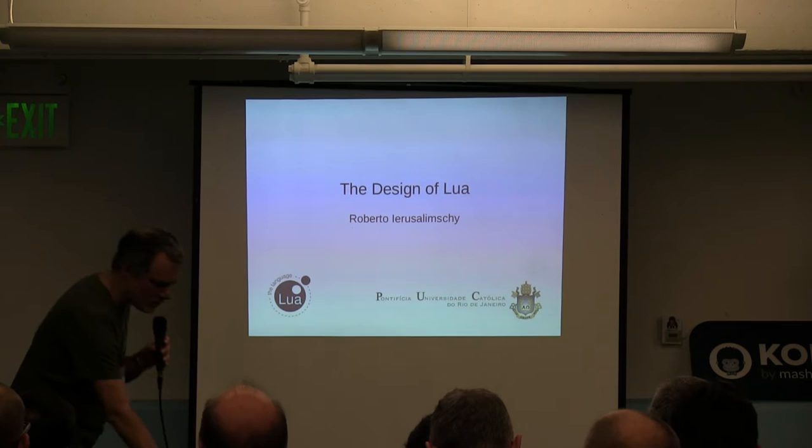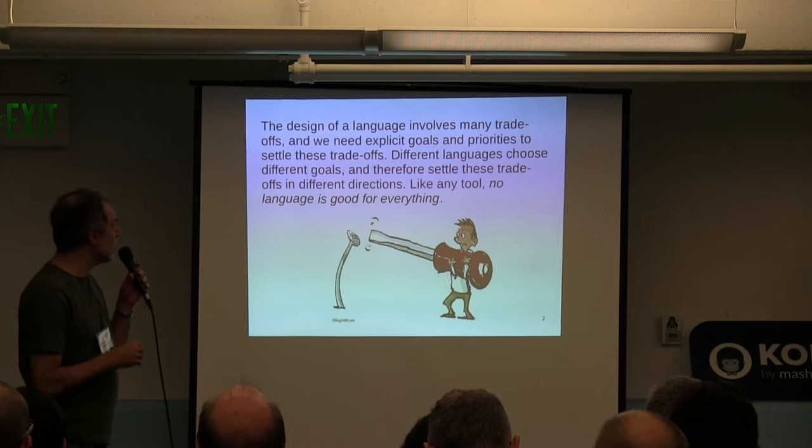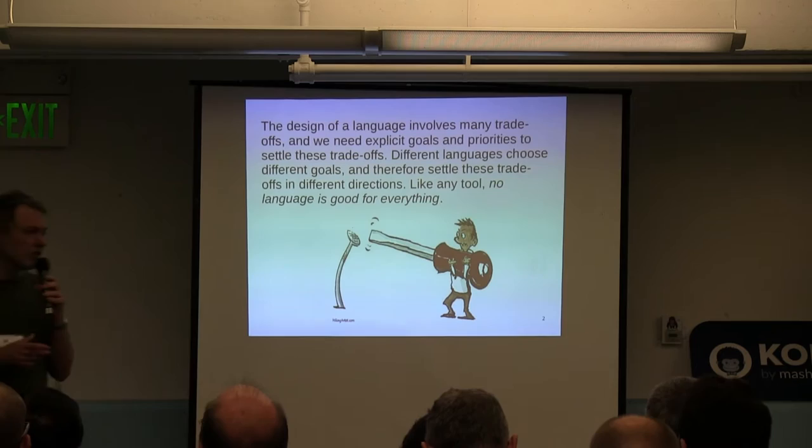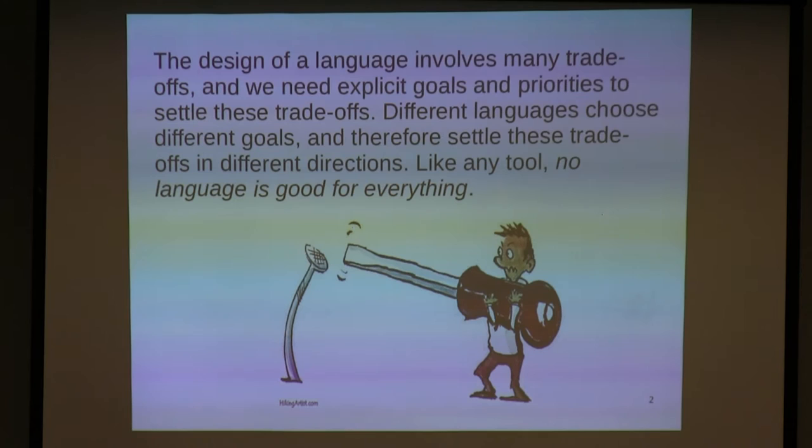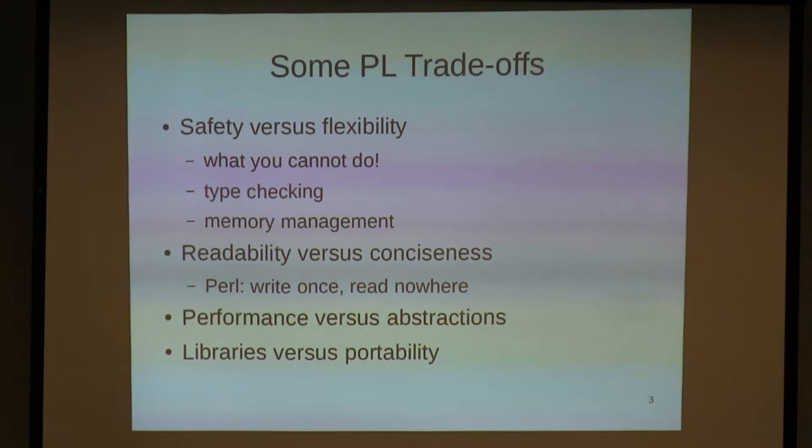Well, the first point, this is something that I always believe, is that the design of a language involves a lot of trade-offs. So the main point here is no language is good for everything. We need different languages for different tasks. We need to choose priorities to settle those trade-offs, what we think is more important for us, what are our values when we develop the language. So here are some very important trade-offs. One of the most important, and for a long time, is safety versus flexibility.